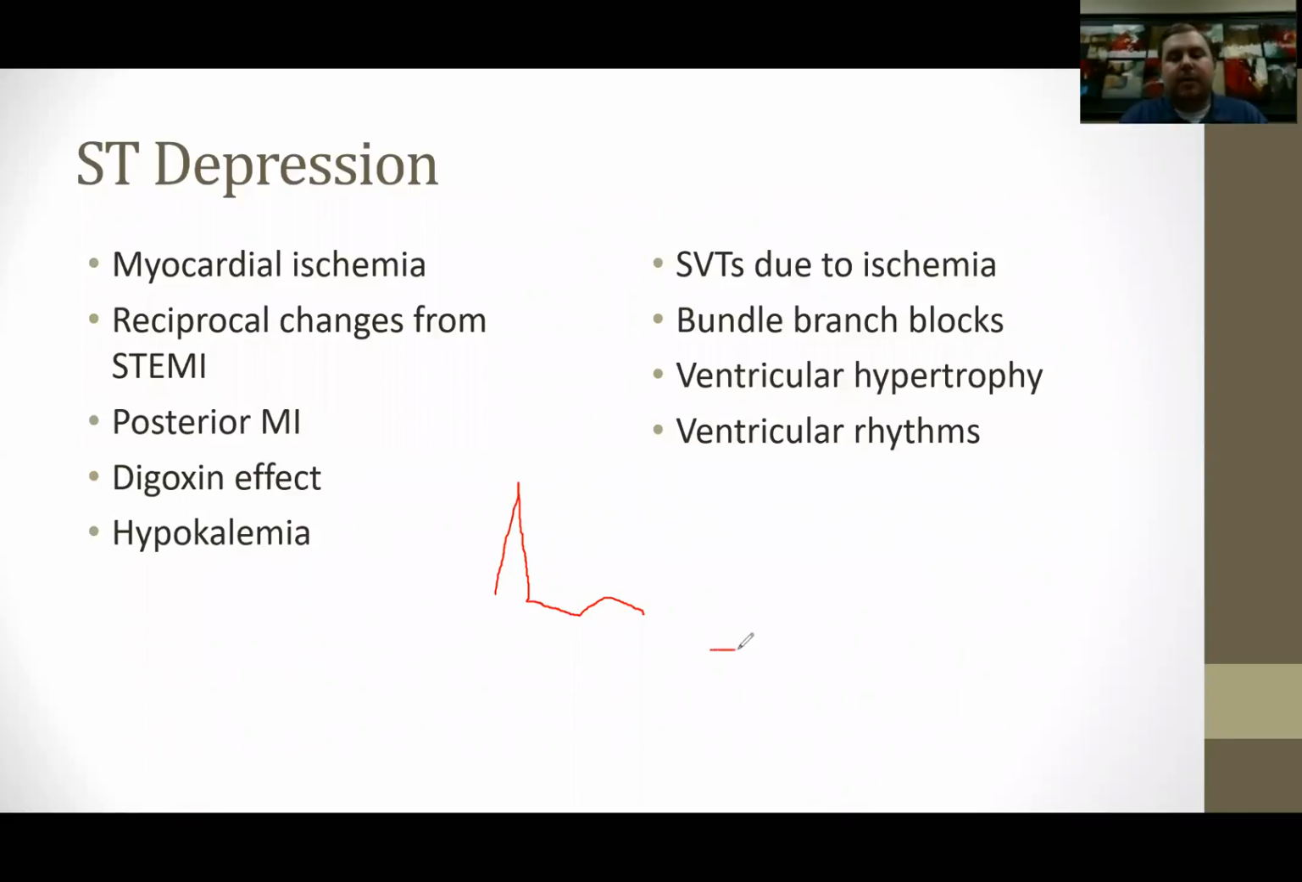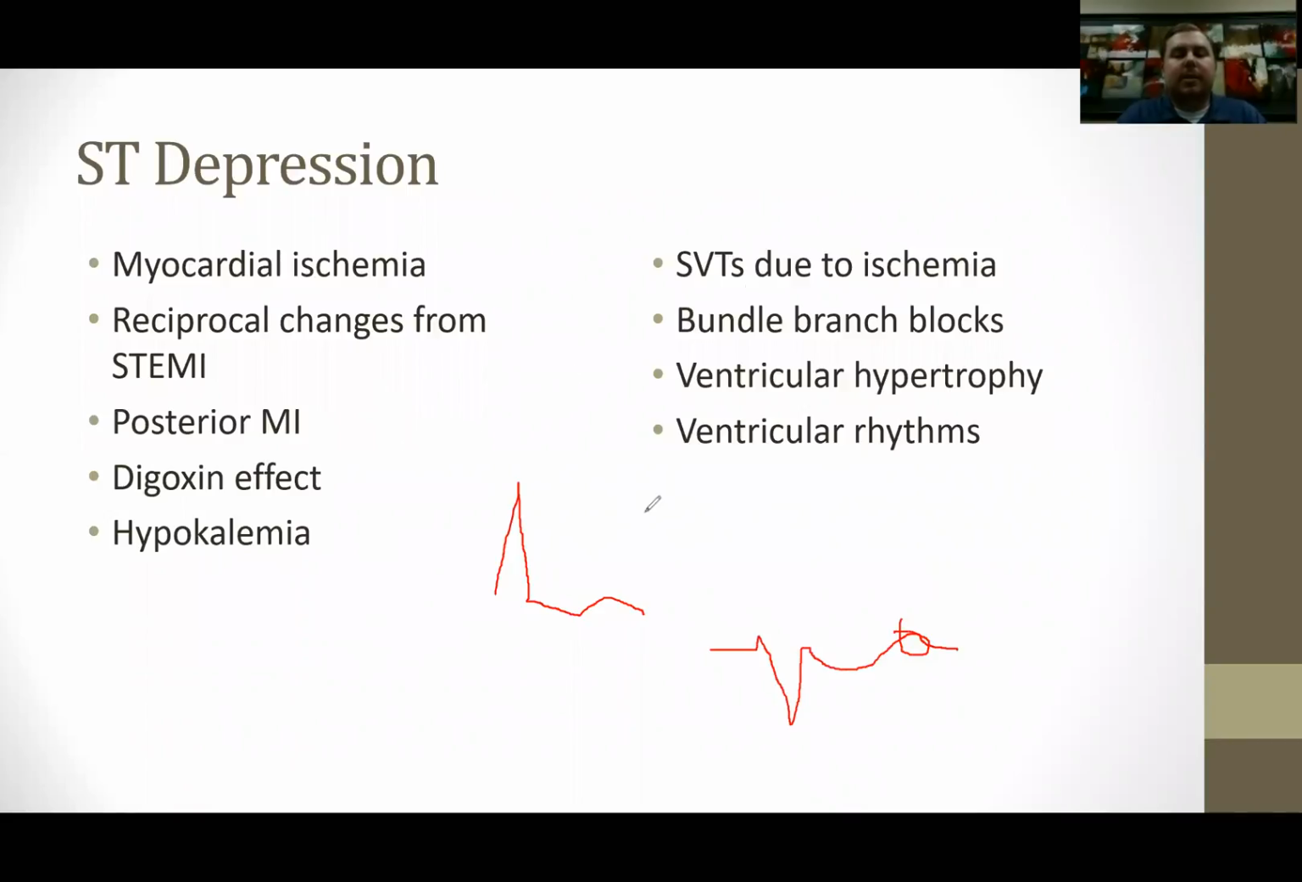Hypokalemia, so in V1, V2, and V3. So if this is V2, it's common to have ST depression. And then after that, you have a U wave at the very end, which is a wave after the T wave.